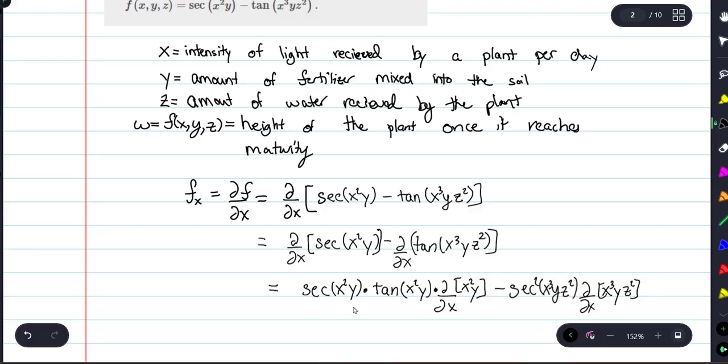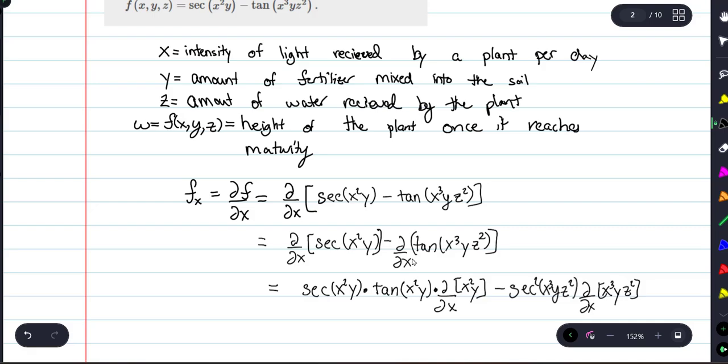For the first term, I use the chain rule. I happen to remember that the derivative of secant is secant times tangent. When I use the chain rule for the stuff on the inside, I keep the inside part the same. So I have an x squared y and x squared y inside my respective trig functions. And then I have to multiply the derivative of the inside times the derivative of the outside.